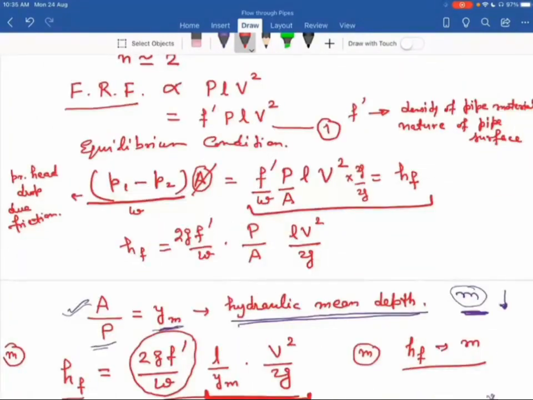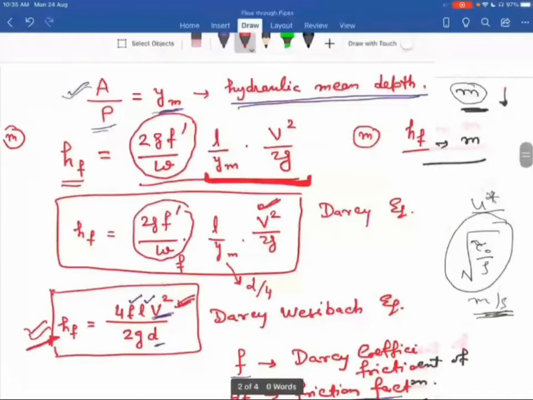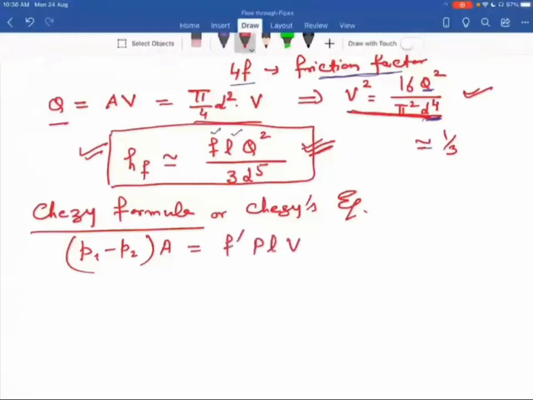So equation 1 is f dash P L V square. And equation 2 is P1 minus P2 into A. So I write it again: P1 minus P2 into A equal to f dash P L V square. Again I divide both sides by W. So I write h_f equal to f dash by W into, now take A on the other side, P by A into L V square.